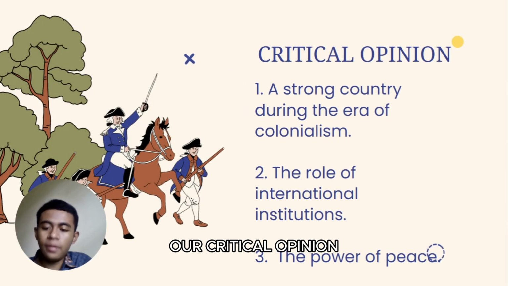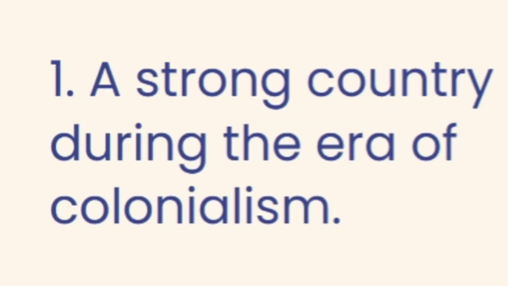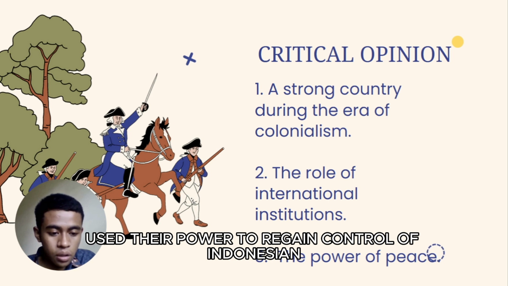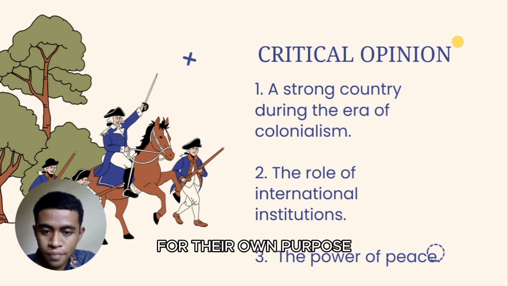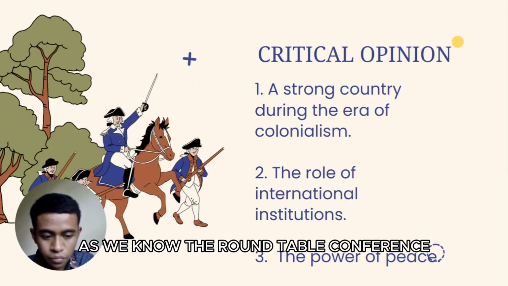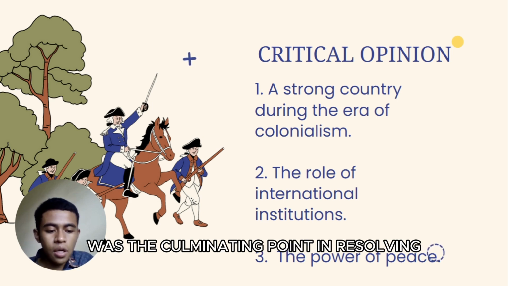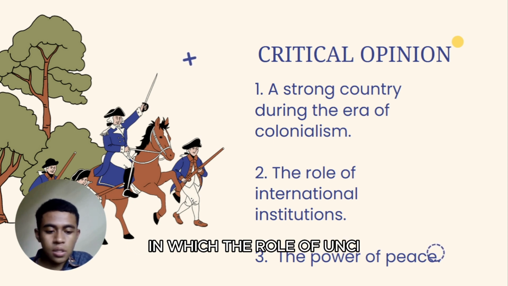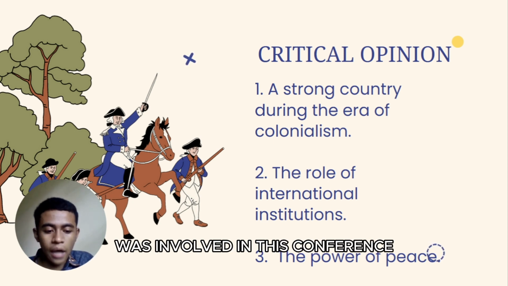Our critical opinion, the first is a strong country during the era of colonialism. The Dutch, as a strong country, used their power to regain control of Indonesia for their own purposes. The second one is the role of international institutions. As we know, the Round Table Conference was the culminating point in resolving the Dutch military aggression, in which the role of UNCI was involved in this conference.